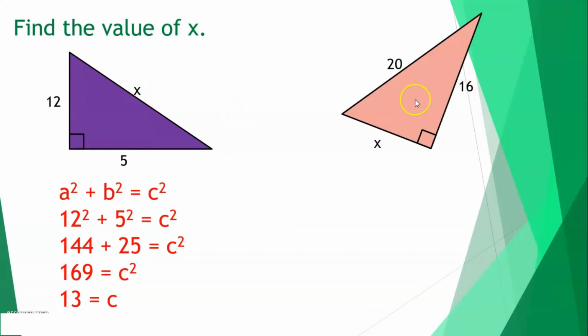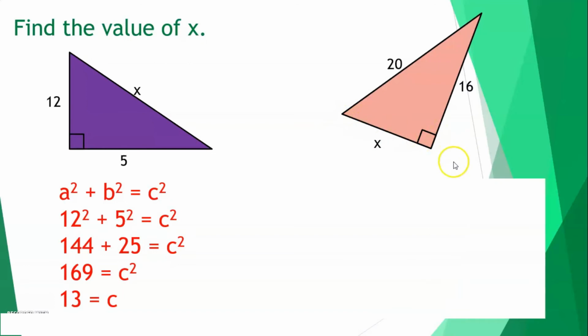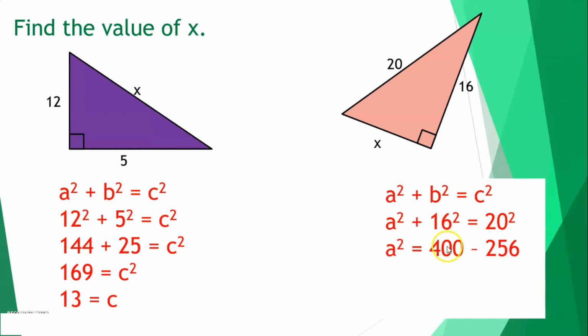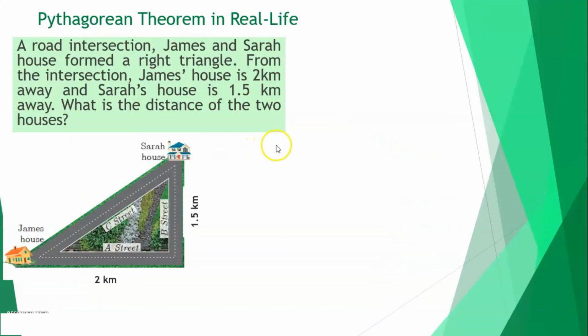Okay, another. In this case, the missing side is one of the legs. Substituting in the Pythagorean theorem, we don't know the value of this, so a squared. This is 16 and this is 20. Simplifying, this is 400 minus 256. Getting the square root of both sides, the value for a here is 12. So the value for x here is 12. So take note of that.